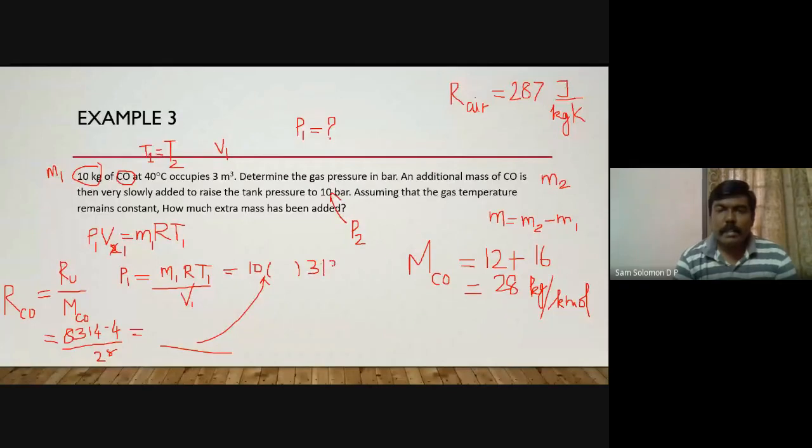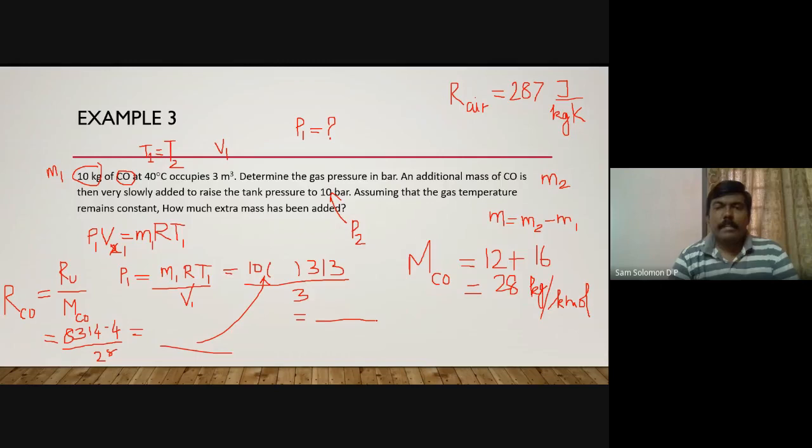So that is your temperature, and the volume you divided by 3. So now you will get some answer, okay, that will be in Newton per meter squared. You can convert that back to bar. Okay, so that is your P1. This is very, very simple. A simple 2-mark question, the first half.